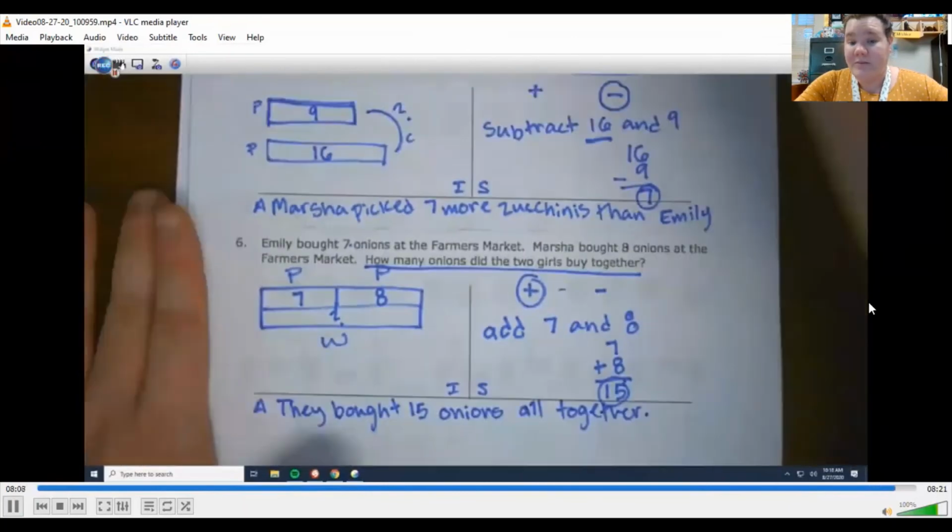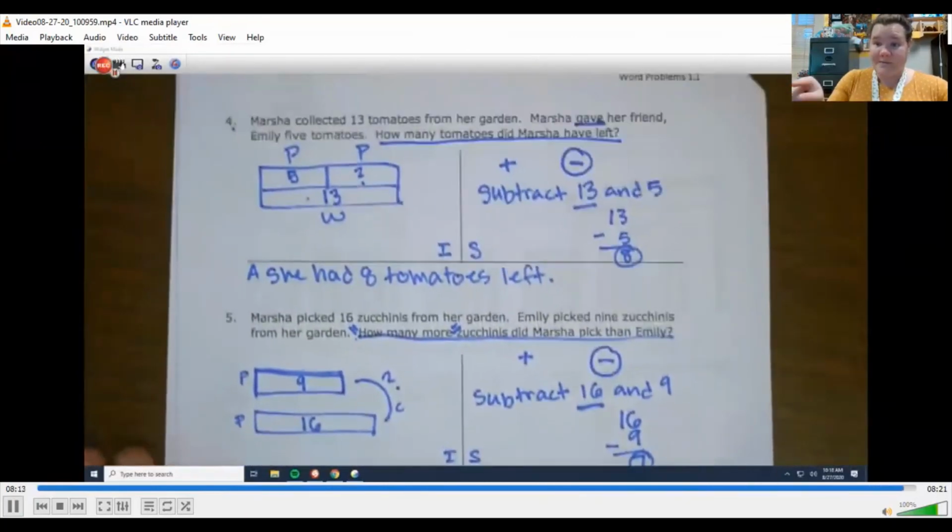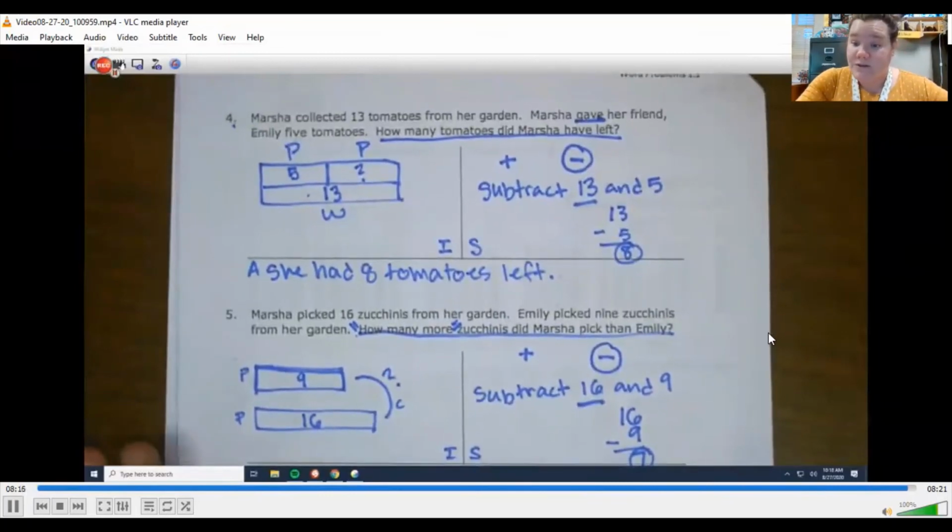All right, and I really hope that helps you guys. That's our ESA chart. So if you ever see the little T, upside down T, that means we're going to be using an ESA chart.